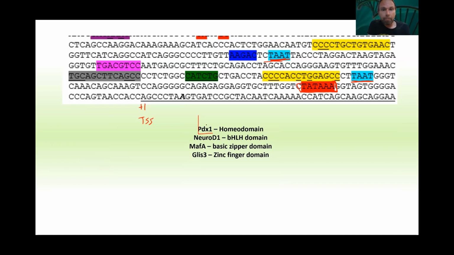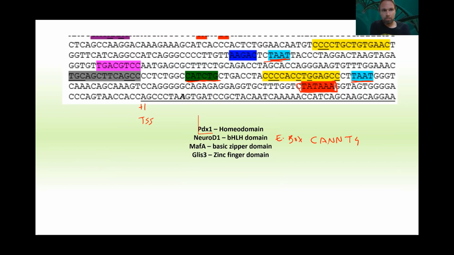Now we have here, this green one is a transcription factor called neuronal differentiation 1, or NeuroD1. It's a basic helix loop helix protein. We said they like to bind those E boxes, right? That's that E box that recognizes CANNTG. So here we go, CANNTG. So that's going to bind your NeuroD1 protein.